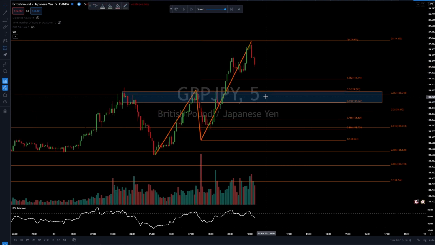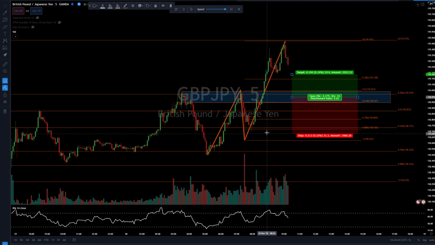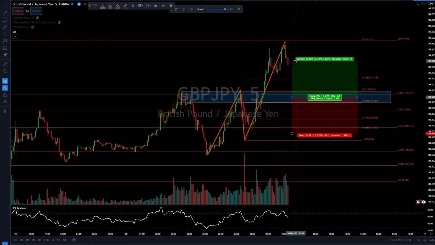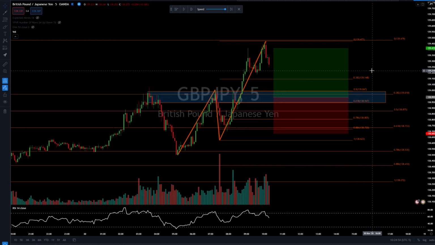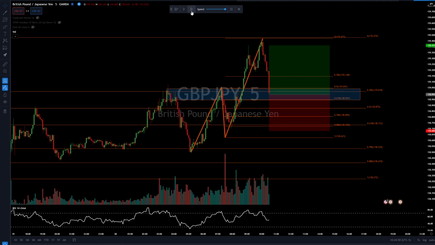Let's say we're going to enter this trade. Let's just put it right at the middle of this blue box there. Let's put our stop loss below the 61.8 way down here, and then let's put our target right towards the highs in here. Just to keep it really simple. So let's see what happens now. We're going to play it forward.